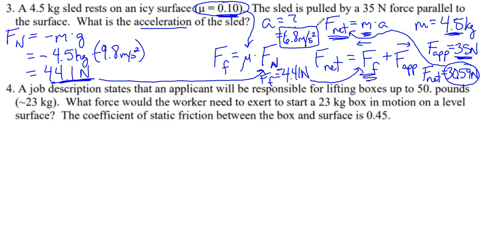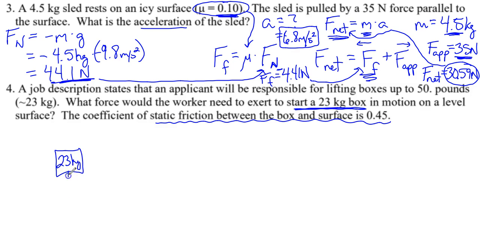Number 4: a job description states that an applicant will be responsible for lifting boxes up to 50 pounds, which is approximately 23 kilograms. What force would the worker need to exert to start a 23 kilogram box in motion on a level surface if the coefficient of static friction between the box and the surface is 0.45? Okay, so we'll go ahead and draw a force diagram for this one. So we've got our 23 kilogram box.